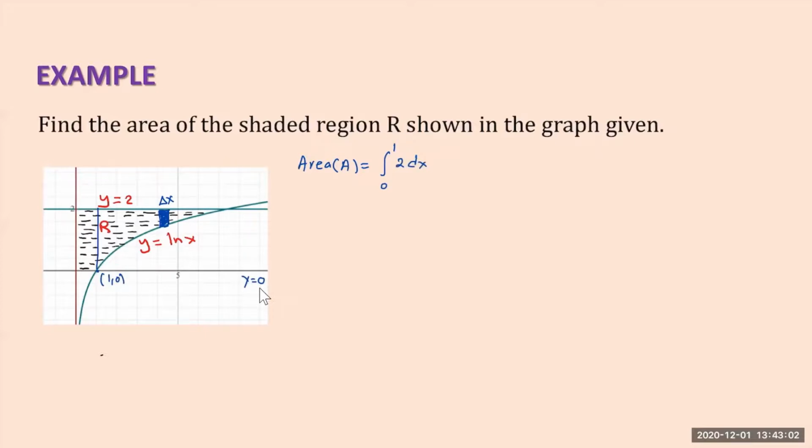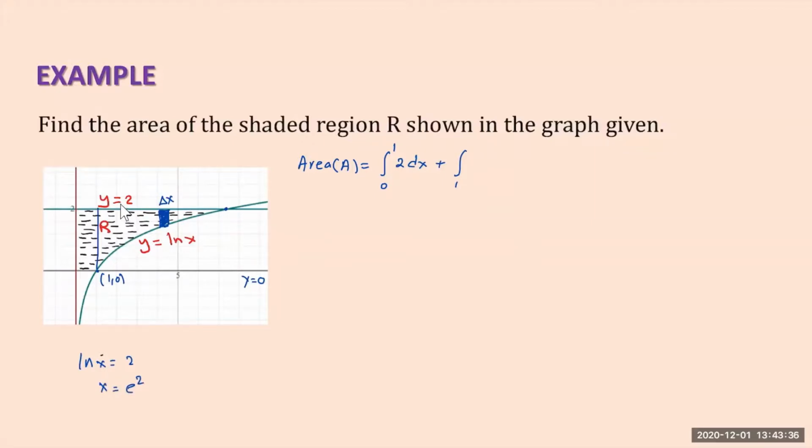So I'm integrating 2 with respect to x, plus the second integral, which is from x equal to 1 up to this point. We need to know what that is. Your y value is always 2. So if I want to find that point of intersection, I can equate these two: log x equal to 2. The meaning of that is x equal to e to the 2.